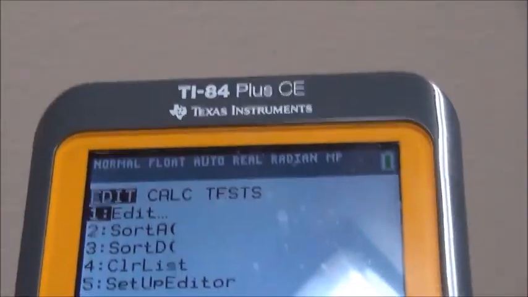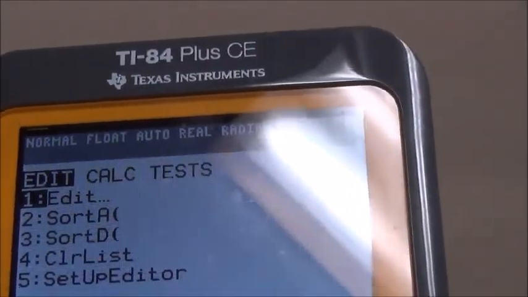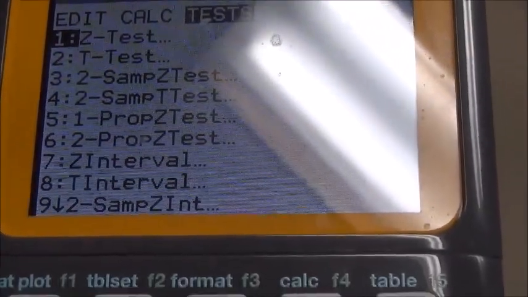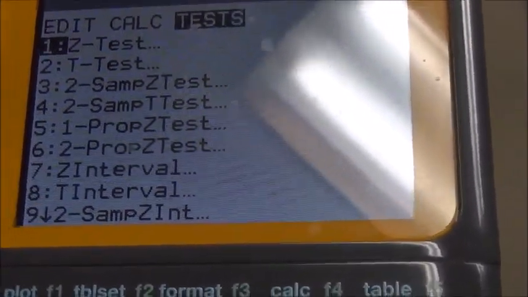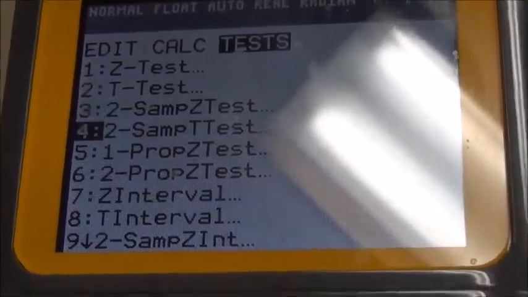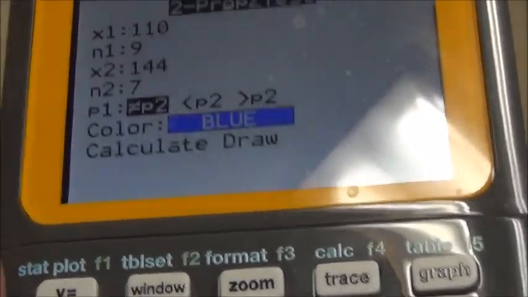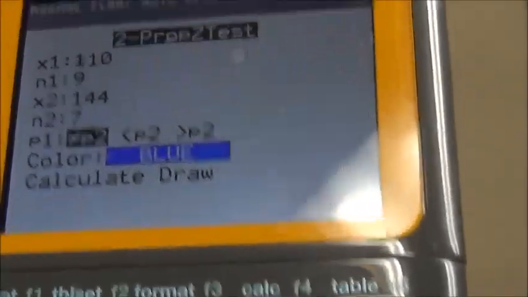I'll turn my calculator on. I'm going to press the word stat again, and I'm going to cursor over to test like I did before. This time we are going to do number 6. Number 6 is the 2 proportion z-test. So number 6 is what we want. You can just hit the number 6, and then we have to put our information in there.